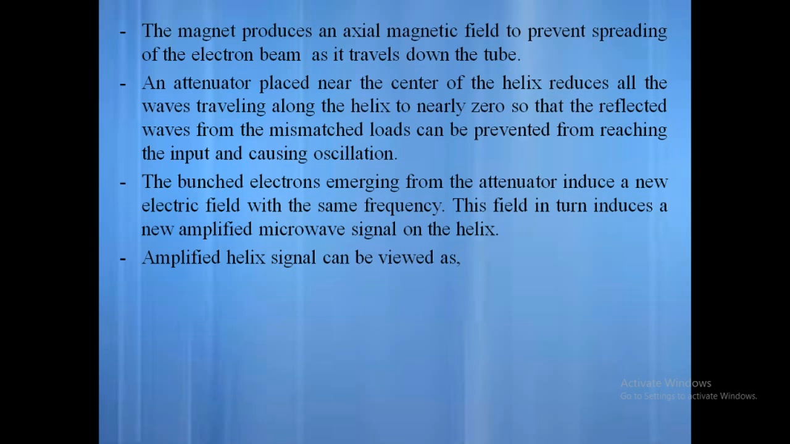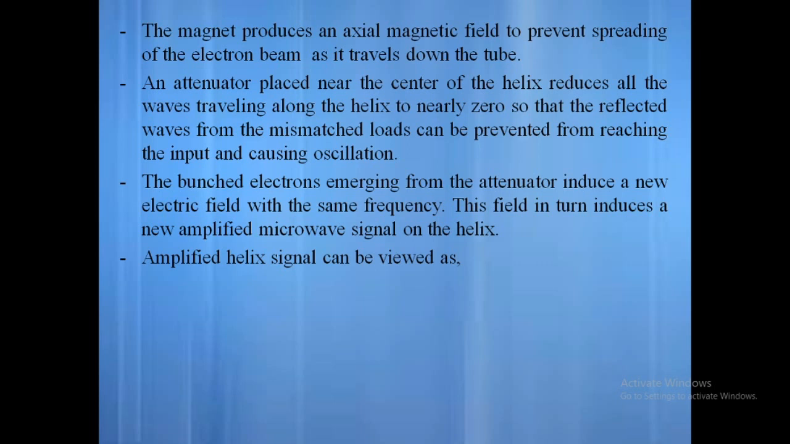Next, the magnet produces an axial magnetic field to prevent spreading of the electron beam as it travels down the tube. It means from cathode to anode, it must travel only in a straight line or a particular path. It must not be diverted in order to avoid losses. So for this, the magnet is used.